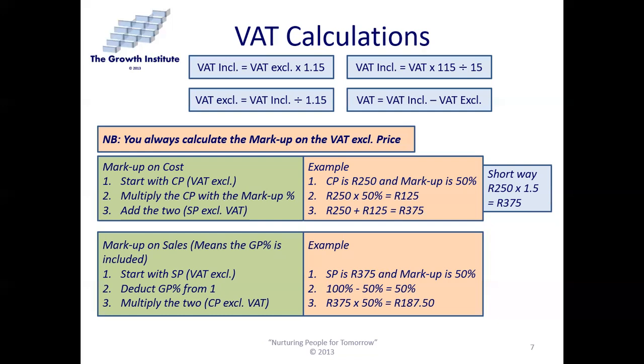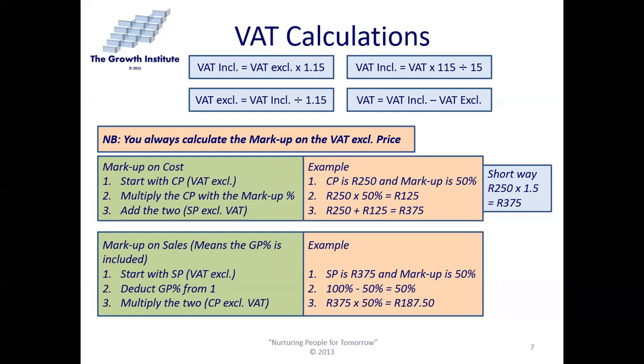Okay. The short way, of course, to do it, if our markup is 50%, we will just multiply it with 1.5 and get to the same answer. If our markup is 40%, we'll multiply it with 1.4 and so forth. For the same reasoning that we used when we did the VAT calculation.